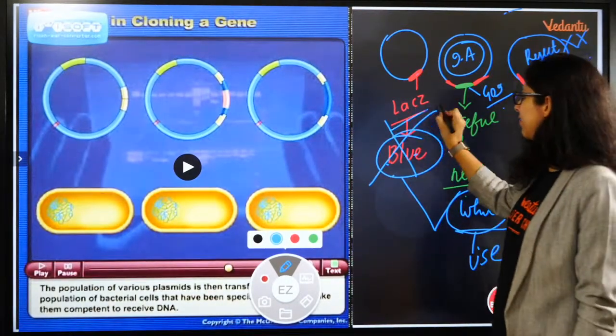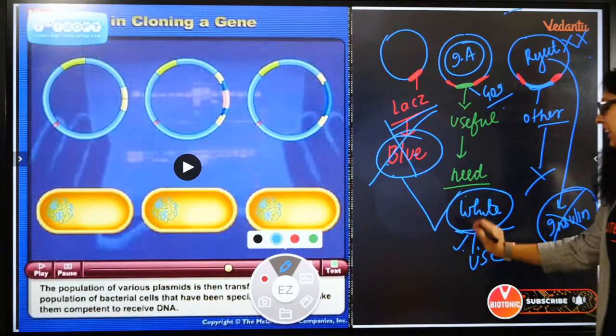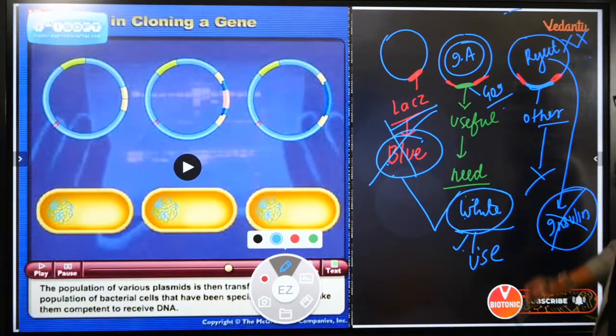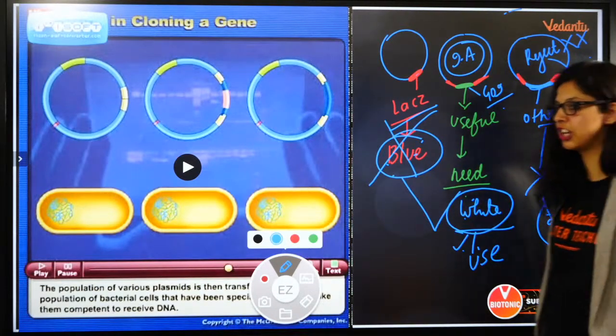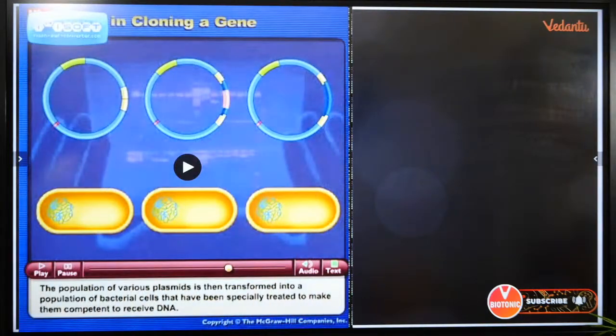Because blue color is being made only when LAC-Z has not been insertionally inactivated. Right? This is white. That means it is insertional inactivation. That is why the LAC-Z gene is not working. And here you will not get any gene of interest product. So you will throw them. So simple if you are understanding.